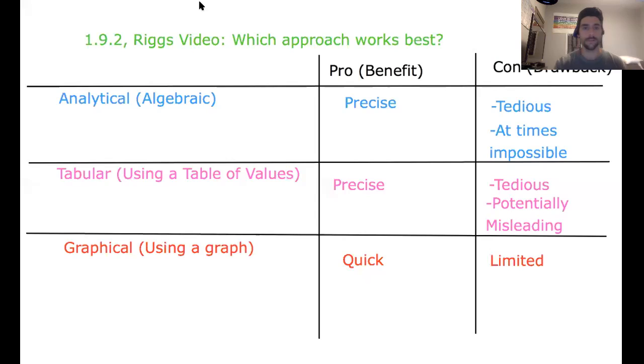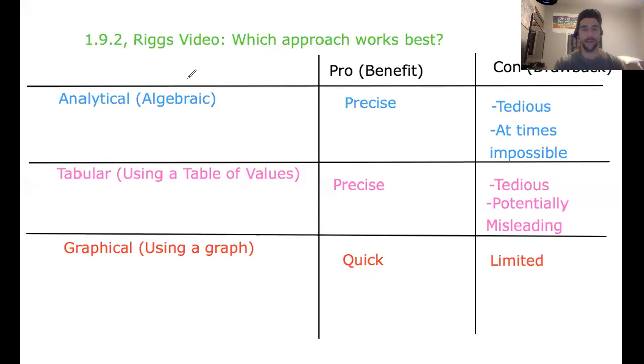This is video 1.9.2, where I'm trying to give another example of when it is going to be best to use analytical, tabular, and a graphical approach to trying to find a limit. So I'm going to start by sharing these whiteboard screens. So here's my video, which approach works best.